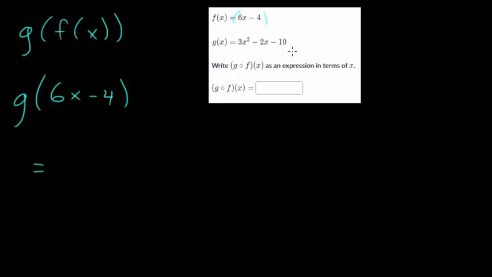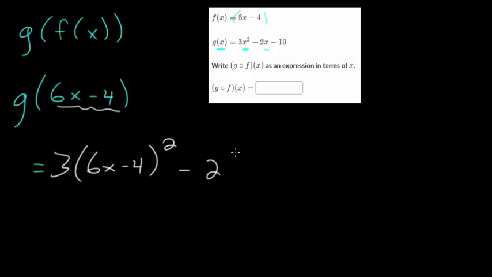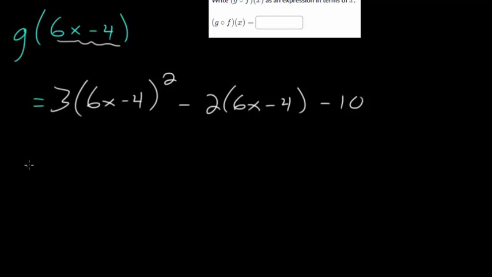And g of x is this quadratic here, and anywhere I see an x, I'm going to replace it with this entire linear expression. So this one will get a bit messy. There's a lot more simplification in this one. So we have 3 times x, but x is now this, 6x minus 4, and we're squaring it, minus 2 times x, which again is 6x minus 4, and then minus 10. So here we just have to simplify everything and multiply it all out.